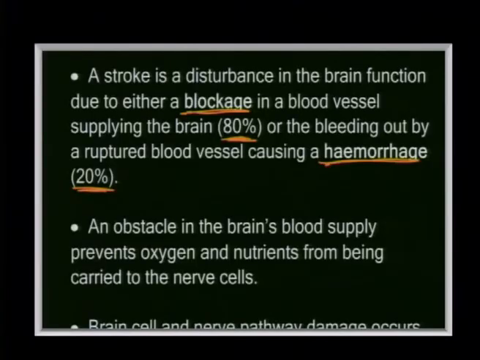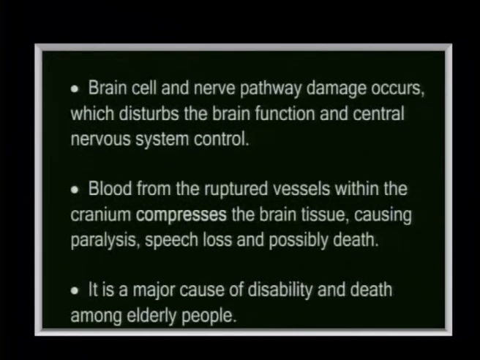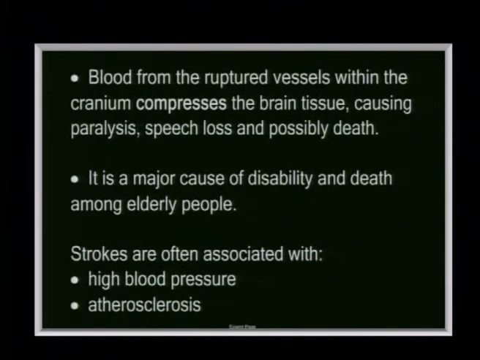Okay, so 80% of the time would be a blockage, and 20% of the time would just be a ruptured blood vessel bleeding out. An obstacle in the brain's blood supply prevents oxygen and nutrients from getting to the nerve cells. So what happens? The nerve cells become damaged and they die. And when they die, it disturbs the brain function and the central nervous system and the way it works. So blood from the ruptured blood vessel within the cranium compresses the brain tissue, causing paralysis, speech loss, possibly death. Okay, all of that is because of a stroke.